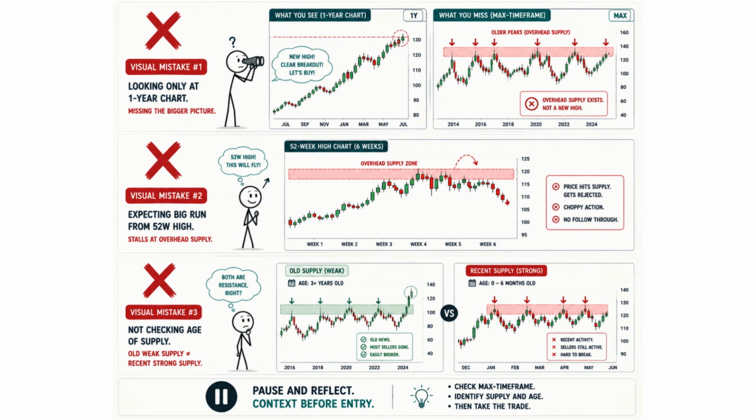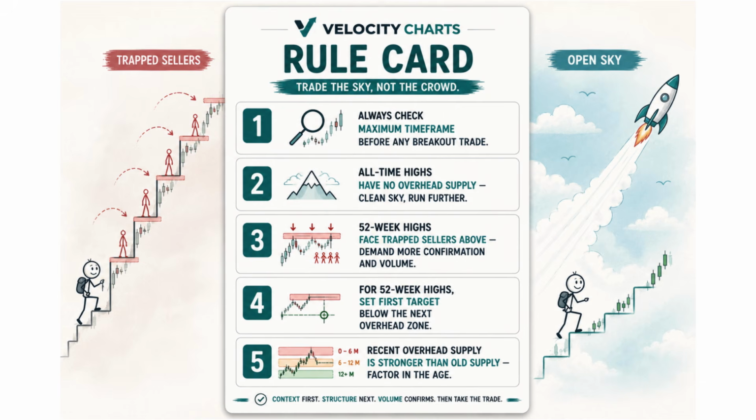Mistake 3, ignoring how old the overhead supply is. A peak from 6 months ago has strong trapped sellers still waiting. A peak from 8 years ago has weak supply. Most of those holders gave up long ago. Recent supply matters more than ancient supply. Factor in the age. 3 fixes. Apply all 3.